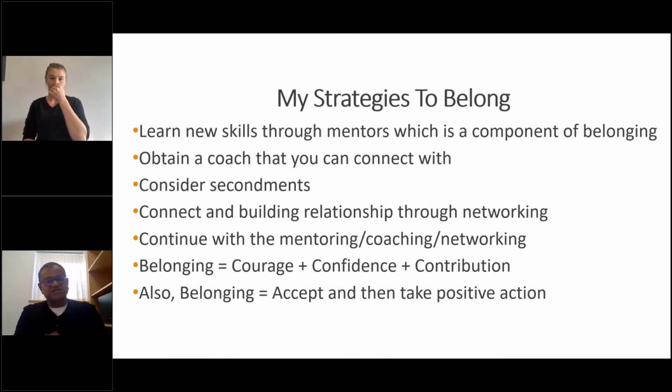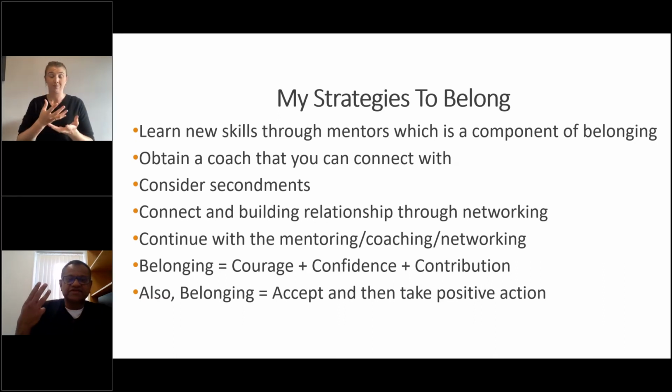Okay, so this is my last slide, and the key thing I would like to explain to you is really 3 things here. Get a mentor. Make sure you have a mentor which will help you with developing your skills. Obtain a coach. This could be internal or could be a family member. Consider secondments, which is something that is quite important to identify what you need, and that will help you with the belonging.